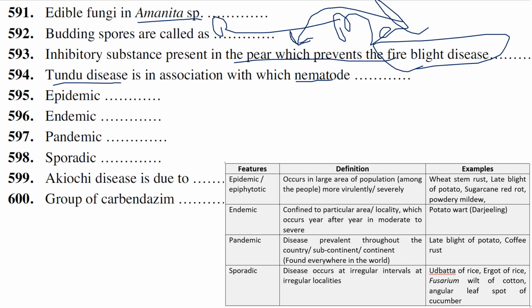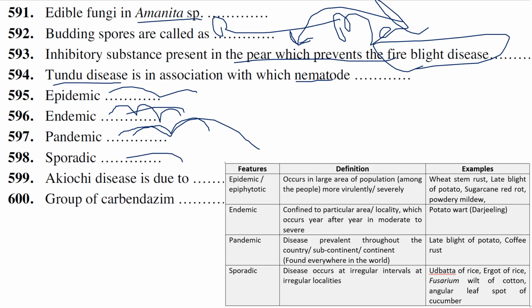Epidemic means sudden outbreak. Endemic means confined to a particular area or locality. Pandemic means the disease is present all over the world. Sporadic means it comes at irregular intervals. Endemic means it is confined to a particular area, locality or country. Epidemic examples are wheat stem rust and late blight of potato. Endemic example is potato wart. Pandemic again is late blight of potato, wheat stem rust, like that. Sporadic means it comes at irregular intervals, like rice blast, Fusarium wilt of cotton, such kinds of diseases.